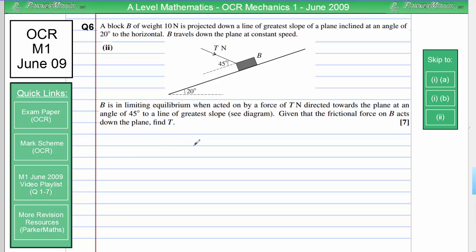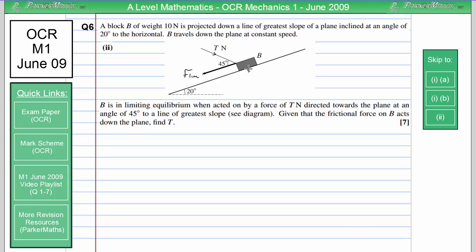In part 2, it says B is in limiting equilibrium when acted on by a force of T newtons directed towards the plane at an angle of 45 degrees to a line of greatest slope. Given that the frictional force on B acts down the plane, find T. First of all, let's put in this frictional force. So it's going down the plane, and because it's in limiting equilibrium, we can call that force F lim.